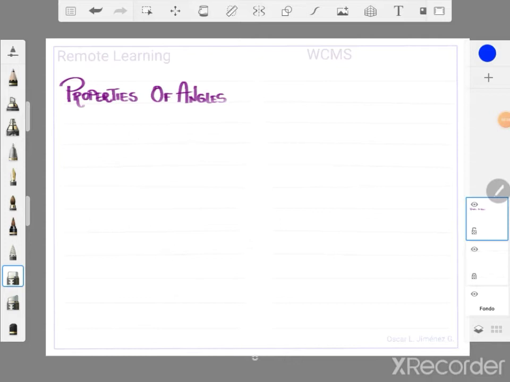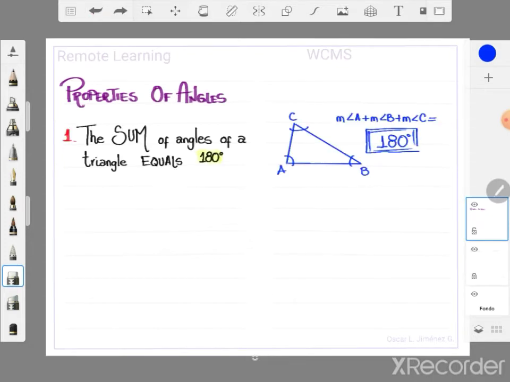In this lesson, we are going to learn 3 properties of angles. Very important, okay? So, the first one, when you have a triangle, the sum of the 3 angles of the triangle every time equals 180 degrees. So, it doesn't matter what kind of triangle you have. Every time when you add the 3 angles of a triangle, you will have 180 degrees, okay?